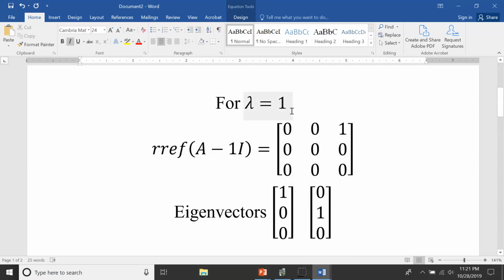All right, so we have these 2 eigenvectors. They form the basis for the eigenspace corresponding to lambda equals 1. We know they're linearly independent because they correspond to free variables here. Specifically, there's no x1, there's no x2, so x1 and x2 can be anything they want.